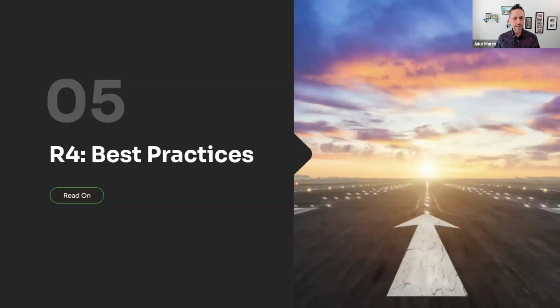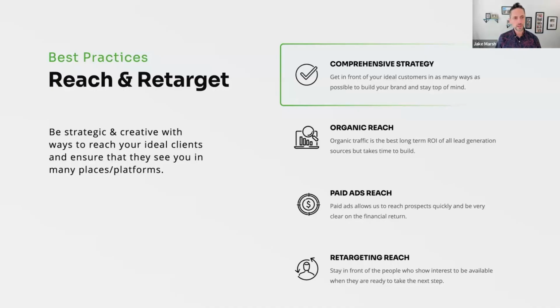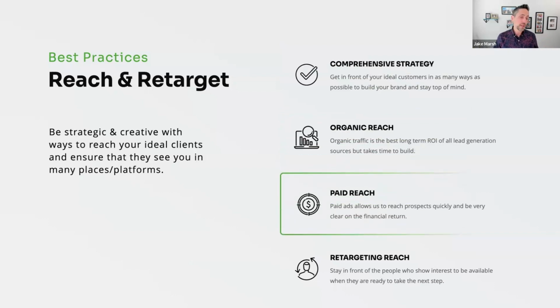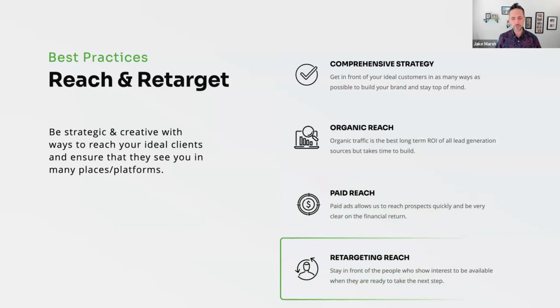All right, so best practices when it comes to reach and retarget. When we look at this, the typical things we want to consider are a comprehensive strategy. We want to get in front of as many people in as many different ways as possible. We want to do organic search, which is great for long-term ROI, paid reach, which is paid advertisement, and retargeting reach, which is getting back in front of those customers.